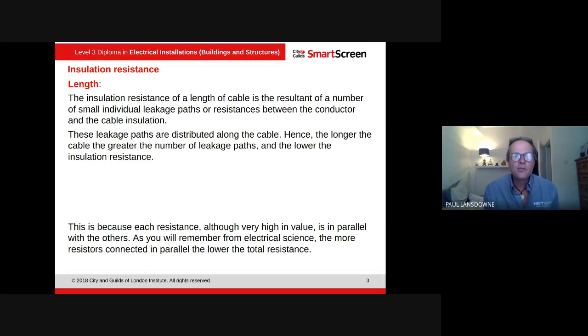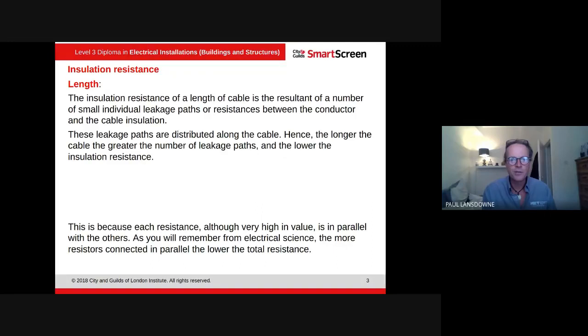So the insulation resistance of a length of cable is the resultant of a number of small individual leakage paths or resistances between the conductor and the cable insulation. These leakage paths are distributed along the cable. Hence, the longer the cable, the greater the number of leakage paths and the lower the insulation resistance.